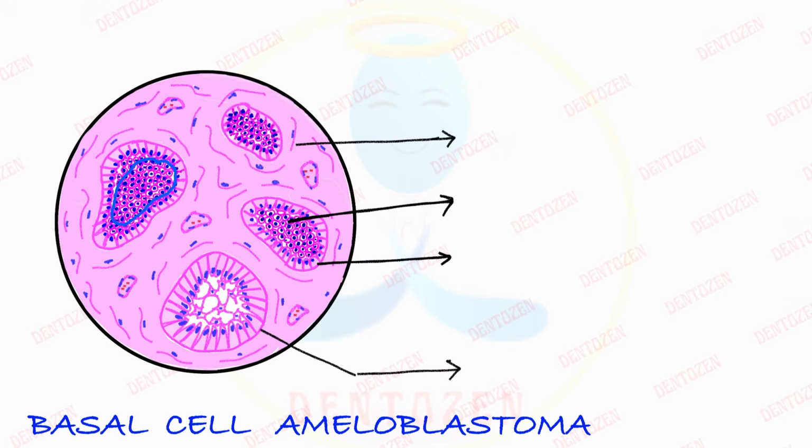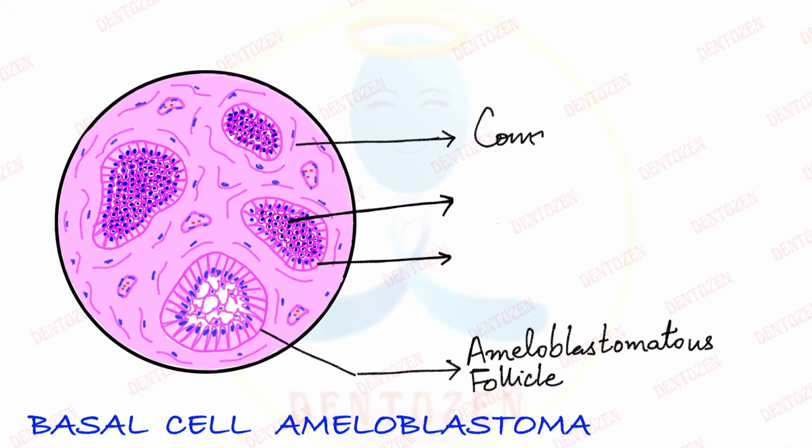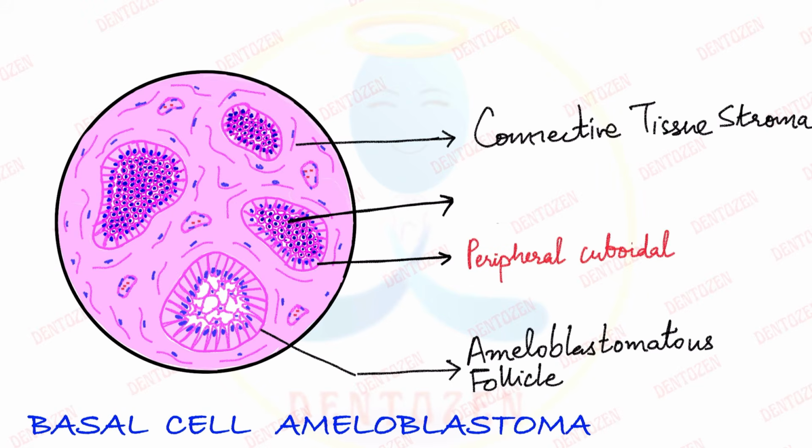So this is called basal cell ameloblastoma. So let's do the labeling. So again we have ameloblastomatous follicles which have peripheral cells and central cells, and in between the follicles, we have connective tissue. Now here the peripheral cells are cuboidal shaped cells, and central cells are basaloid cells. So that is the important point, that is basal cell like cells, that is basal cell ameloblastoma.